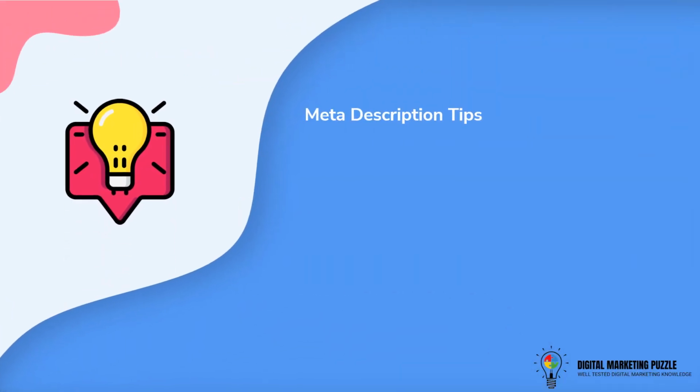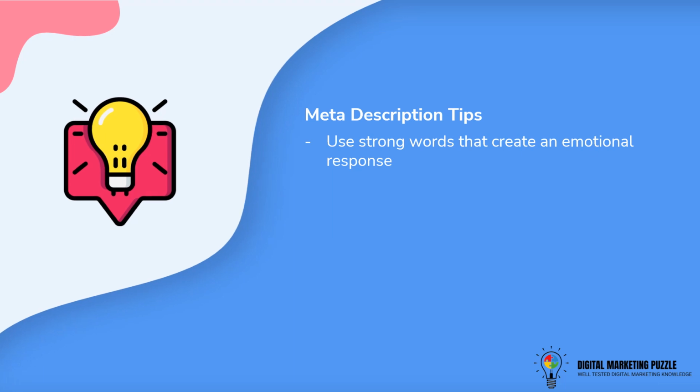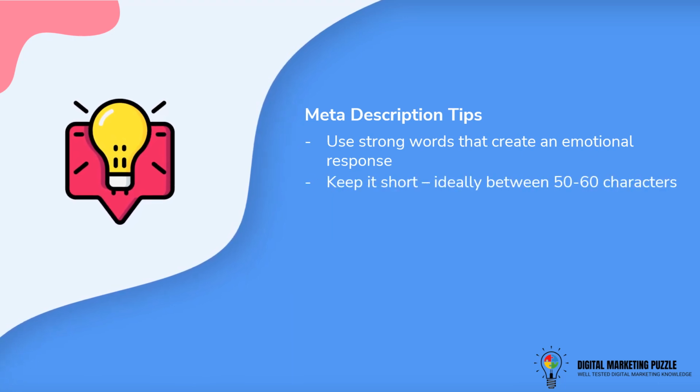Meta description tips. Use strong words that create an emotional response. Keep it short, ideally between 50 to 60 characters. Include your target keyword.